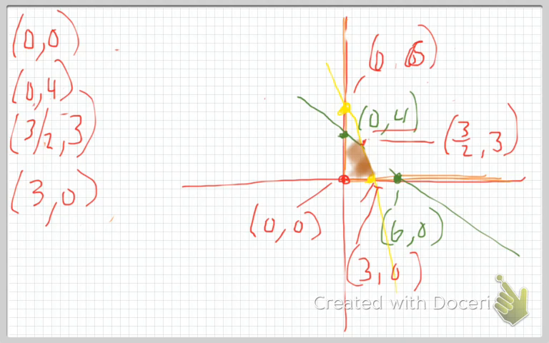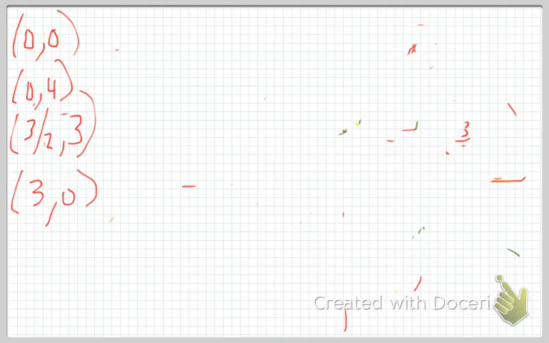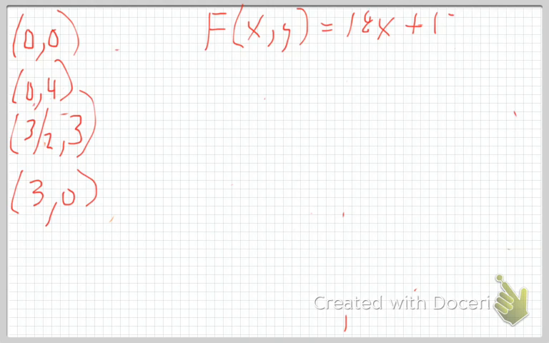Alright, so I'm going to go ahead and erase all this stuff. We'll get this all out of the way here. Alright, here's our original equation. So this is going to be f of x, y. This is going to equal 18x plus 12y.